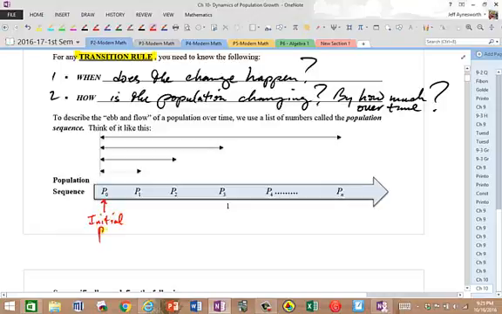So we call P sub 0 the initial population. It could also represent the starting point or the seed. Different ways to think about it. The starting point, or what's called the seed, you're familiar with that. The starting point also. So this is the seed.